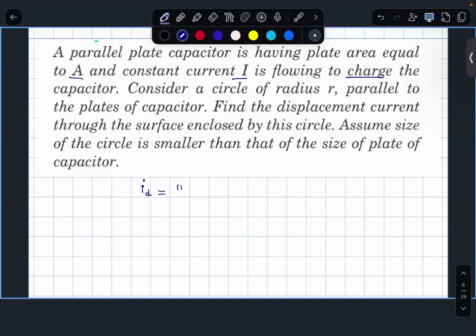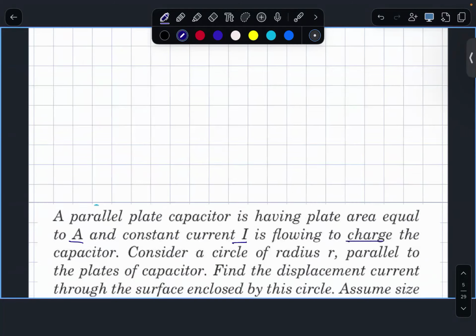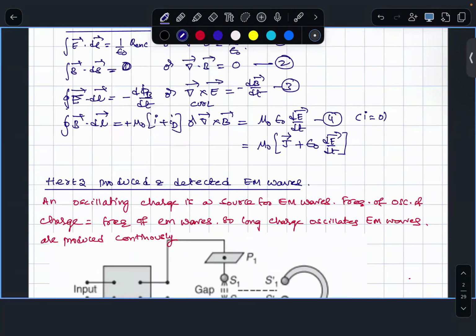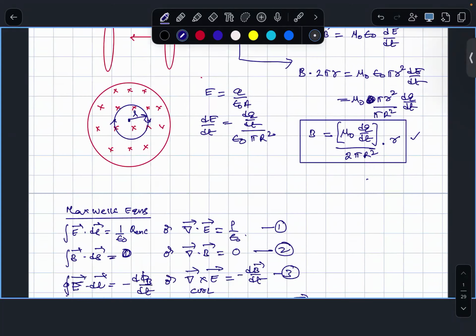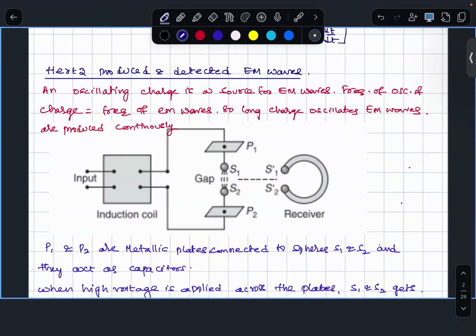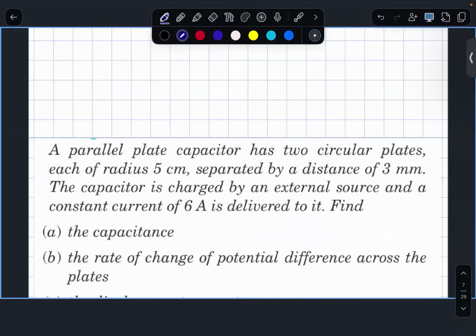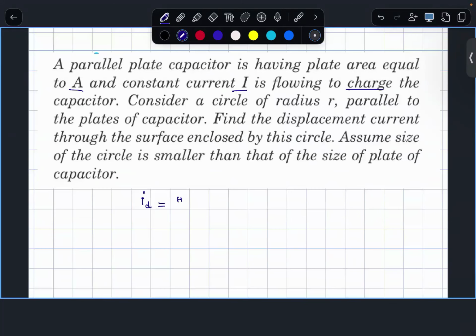Pi already we have done. You have this relation. So how to find the displacement current? Epsilon naught, that area which you have selected, dE by dt.